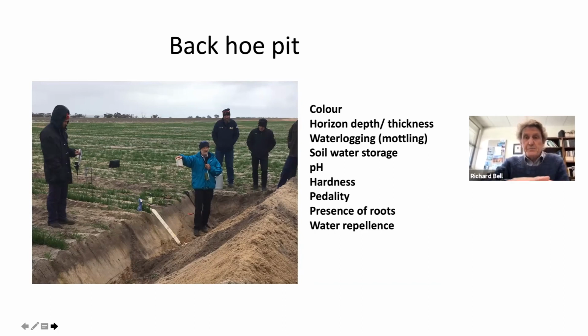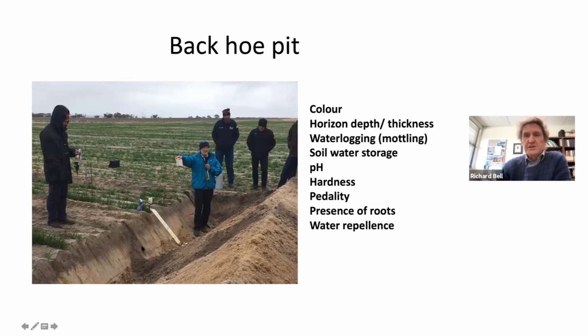You might look at the boundary, whether it's flat or wavy, as Tim mentioned in the video. You'd look at evidence of waterlogging, that is water in the profile when you dig the pit, or mottling, variation in colour, which might indicate annual waterlogging in the profile. You'd look at soil water storage, so just which parts of the profile are dry and which parts are wet at that particular time of year.